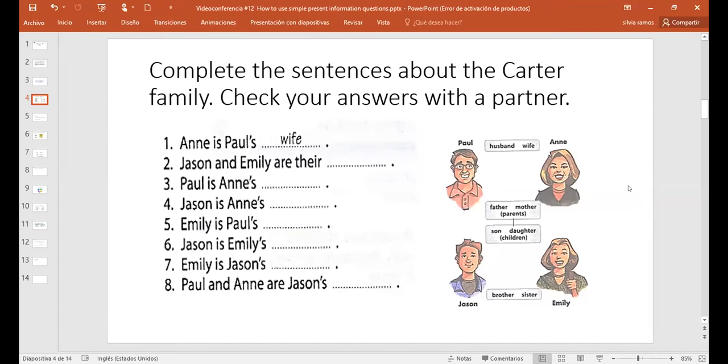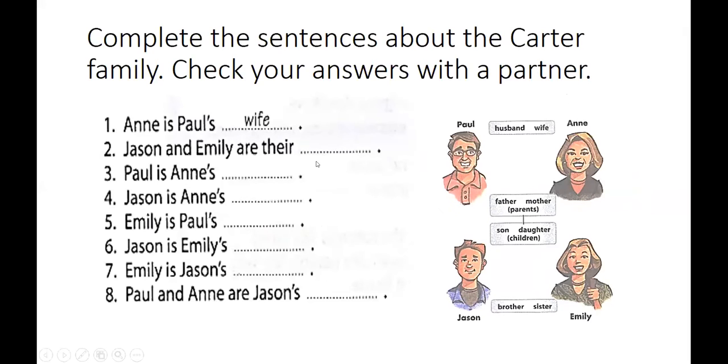Okay. Now, let's see here the answers for this beautiful exercise we got, right? I want to know about number two: Jason and Emily are their children, right? So what would you have for, let me see. Mariela, can you help me out and do number three? Paul is Anne's husband. Husband, okay, very good. Paul is Anne's husband. Very good. Choose another person, Mariela. René.